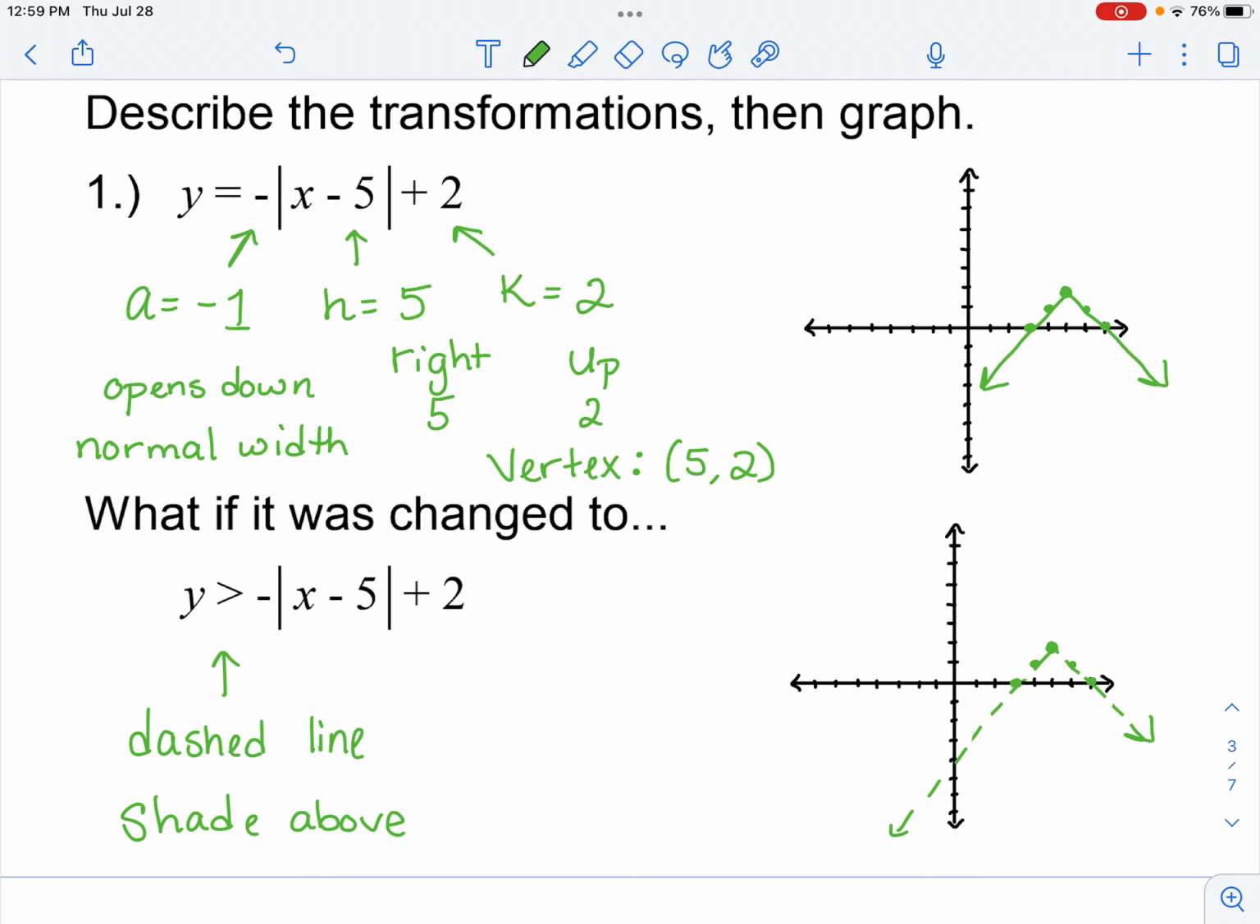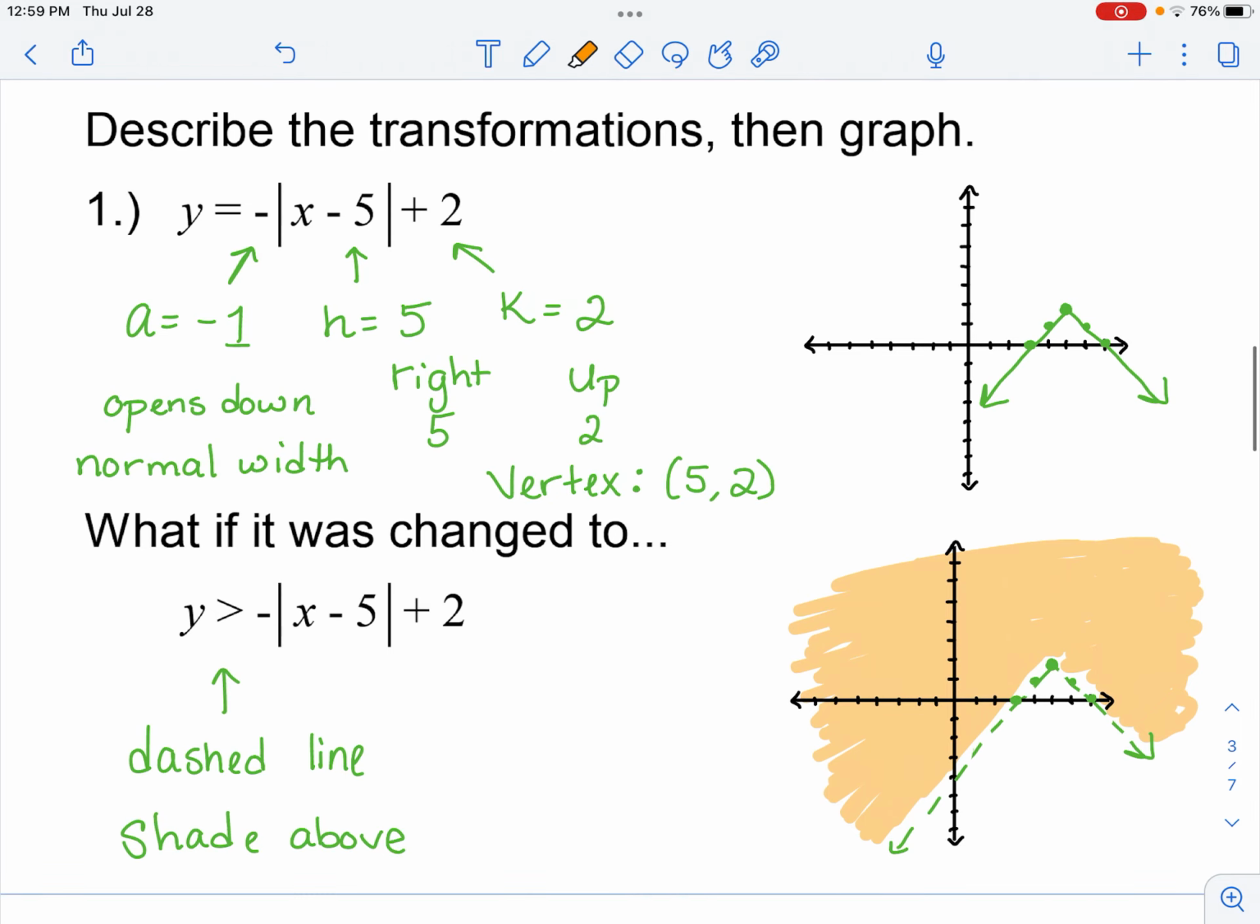And I want to shade above, all right? So shading above, in this case, above would be straight up from the vertex is everything up here, all right? So all of this would represent all of the points that work in this inequality, okay? So make sure your shading is clear, make sure it's kind of thorough, best you can. Again, it doesn't have to be perfect, but that's what my inequality would look like, all right? So that's problem number 1.